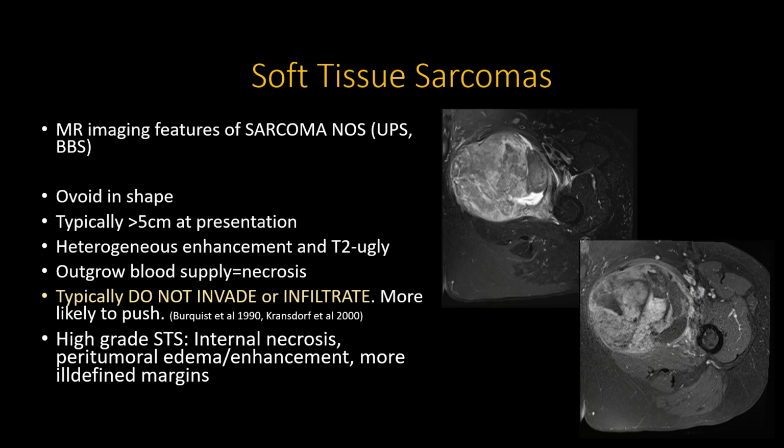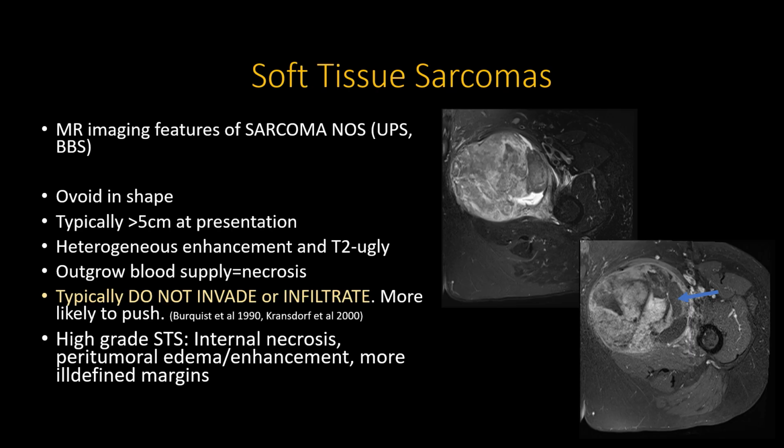So what are we looking for in our big bad sarcomas? Well, they are typically ovoid in shape. That's actually very important. They deposit and they just grow out, so they maintain that rounded configuration. They are very ugly looking. They are very heterogeneous on the T2. They are very heterogeneous on our post-contrast imaging, and they often outgrow the blood supply, so you see these areas of central necrosis very frequently.